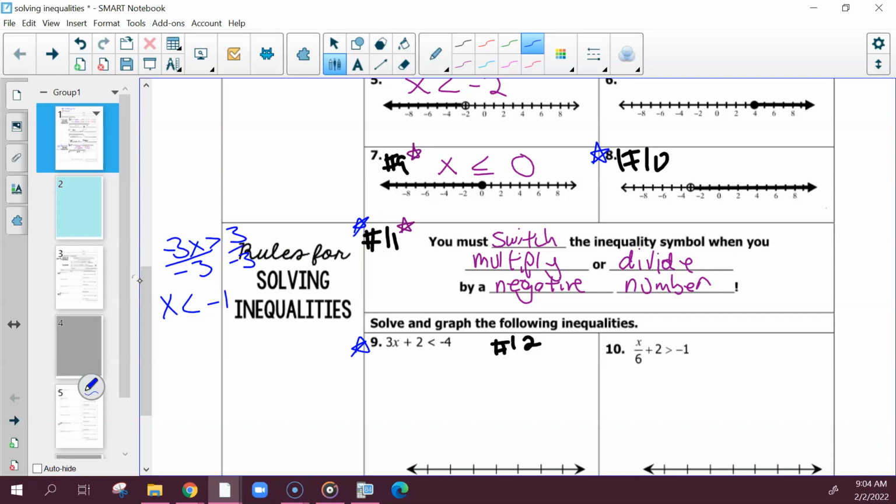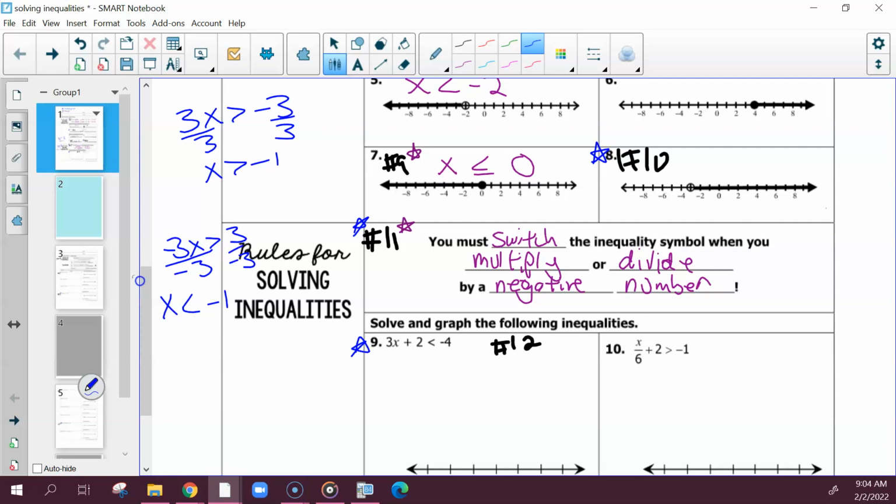What would not change the direction is if I had something like this. 3x is greater than negative 3. Notice that the negative is now on the other side. So I'm still dividing by a positive, and my sign would not change. So if I am physically dividing by a negative, my sign changes. But if I am not, and there happens to be a negative, my sign does not change. So it only changes when what you're dividing by is actually negative.